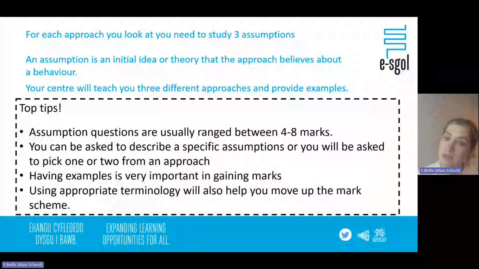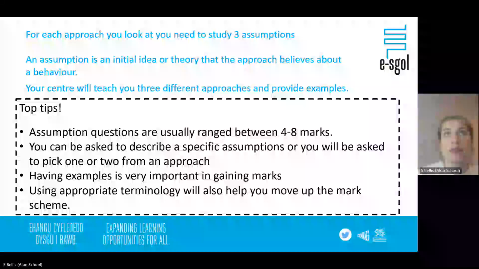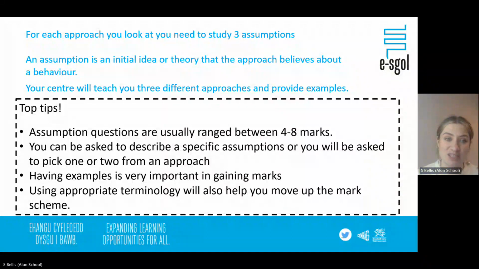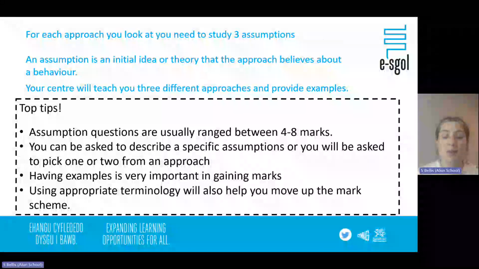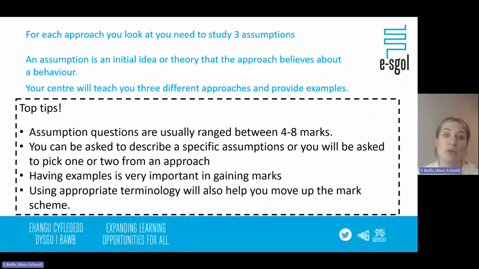Now, this is where sometimes they can trick you a little bit, I guess, in that they can say, describe 2 assumptions of the biological approach, or they can say describe the evolutionary influences and 1 other assumption of the biological approach. And that way you do need to make sure that you are learning all 3, because you don't know which one's going to crop up. So just be aware of that when you're doing your revision.